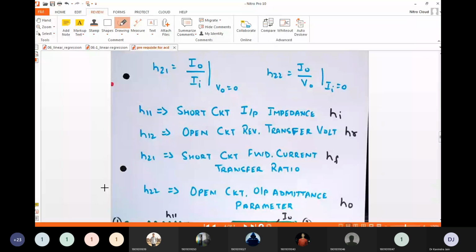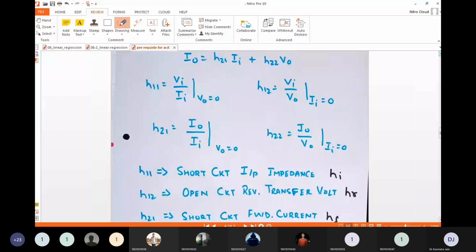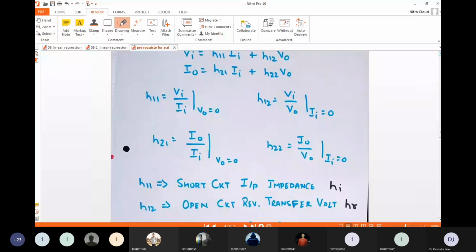For example, I am talking about CE configuration. In case of CE configuration, what is my input? Base. Base is my input. Emitter is grounded and collector is my output, right? So what would be my VI?